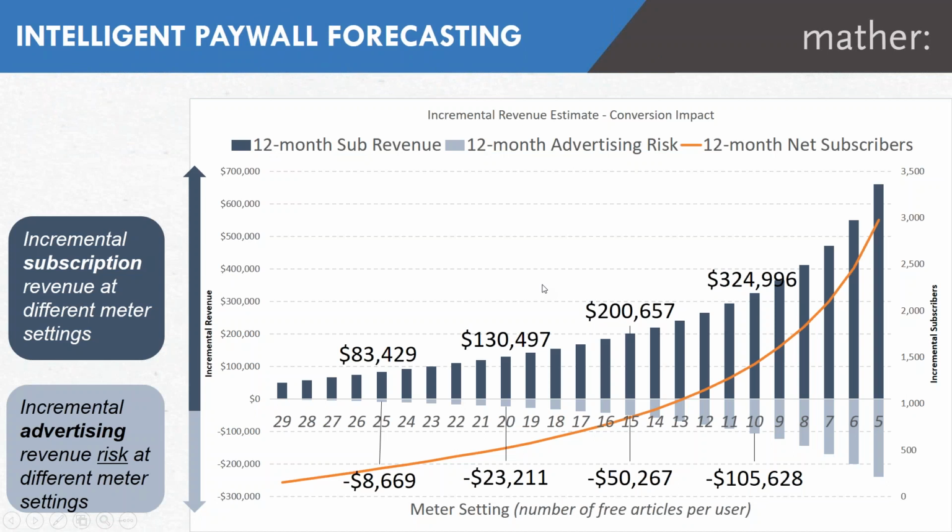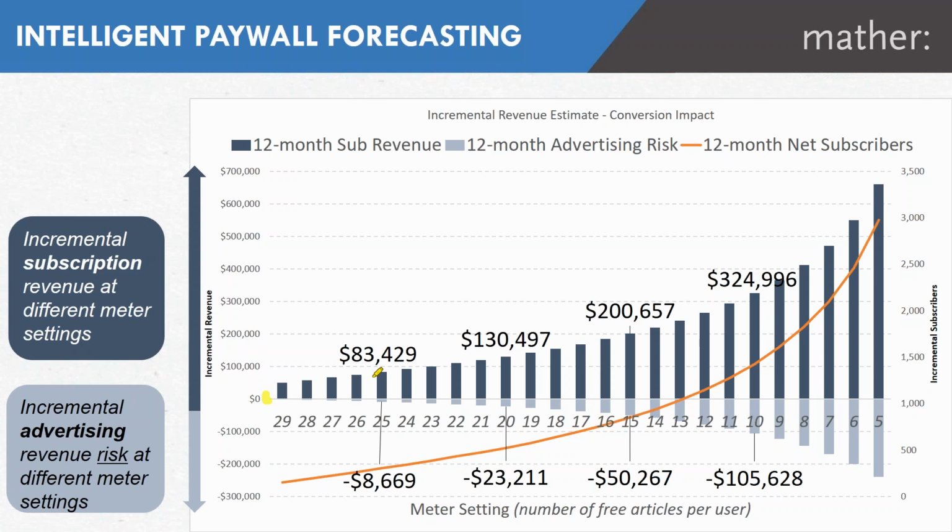So that's the modeling, and then what we can do as well is forecast the expected returns. So in this chart, this particular site started with a meter of 30. The x-axis here is the meter count, or the page view count for the meter. And they wanted to know what would happen if they lowered their meter to 25 or 20 or 5. And you can see the trade-off.